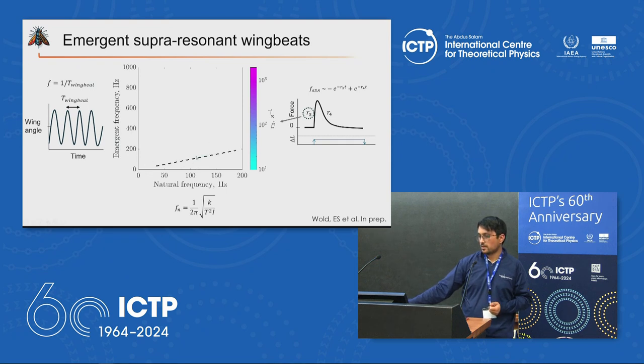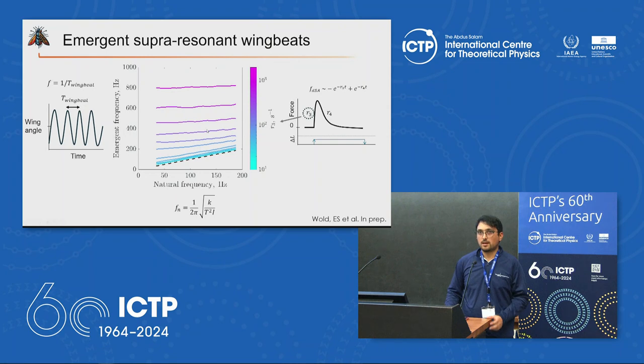of resonance. So if a bumblebee is here, that means it's flapping at its resonant frequency. We find that for low muscle rates, insects would flap very close to their resonant frequency. But as you crank up that intrinsic muscle rate, the emergent oscillation frequency becomes super resonant. And in fact, it can go arbitrarily super resonant if you just keep making this intrinsic muscle rate faster. So basically, we found that asynchronous insects, in the context of this model, can be super resonant. And in fact, there's a very large region of parameter space where they might be super resonant.